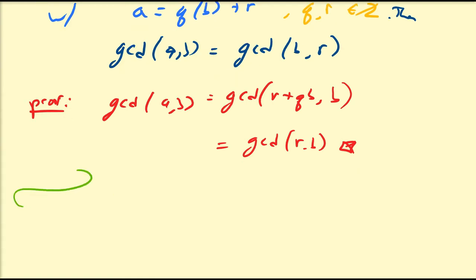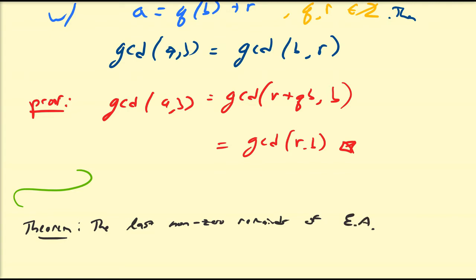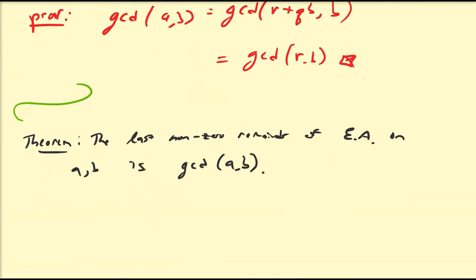Alright, so now we're going to go ahead and go through a proof, or try to prove, the Euclidean algorithm. So let's just give a quick statement of it. The last non-zero remainder of the Euclidean algorithm on two numbers a and b is precisely the greatest common divisor of A and B. All right, so proof.